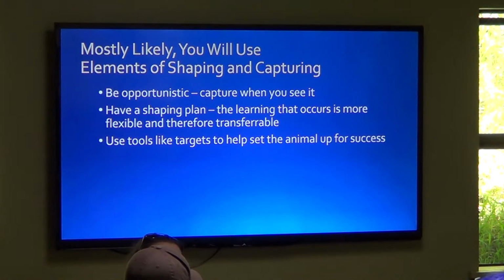But like we talked about on Tuesday, think about the drawbacks and perhaps the limitations of capturing behavior and how you can fill in those gaps with shaping. Capturing, I would say, supports your shaping. You're going to capture when you can, but you're still much more reliant on that shaping plan and the process of shaping to get new behaviors. And don't forget to use tools like targets to help set the animal up for success, get them in the position you need them to be in, whatever it might be.